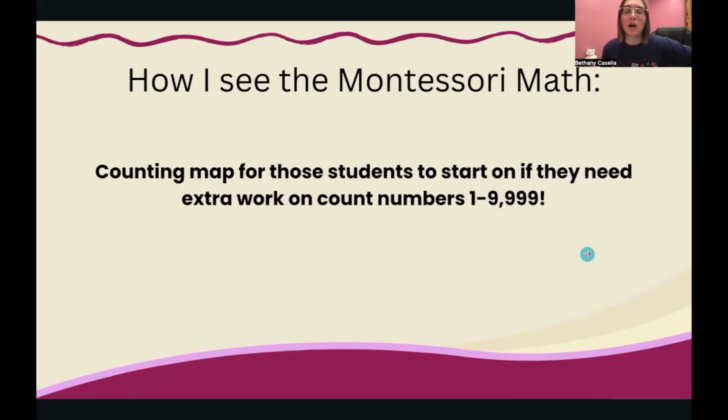So also the counting map is for those students that need extra work with counting numbers, like just one all the way up, right? And I also have on there the 100 board. I always have on the first grade map because I want to see them and see where they are, right? To see, can they get to 100? But also on that counting map, I have the 200 board, the 300 board.